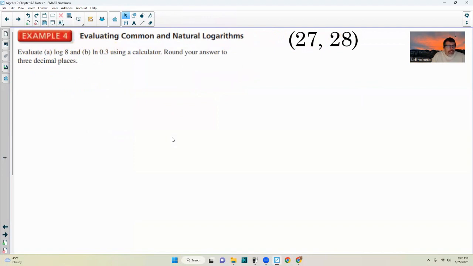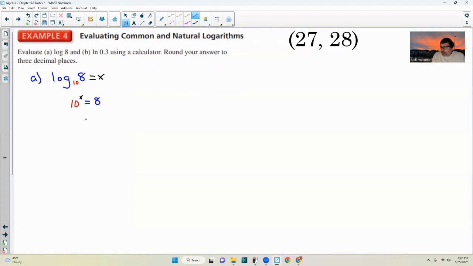Example 4, evaluating common and natural logarithms. So now it's saying evaluate log 8. Remember, that's base 10. So log 8 is simply, what I can do is put a little 10 right here. And if we want to find the value of it, think of it as 10 to the power of x equals 8.